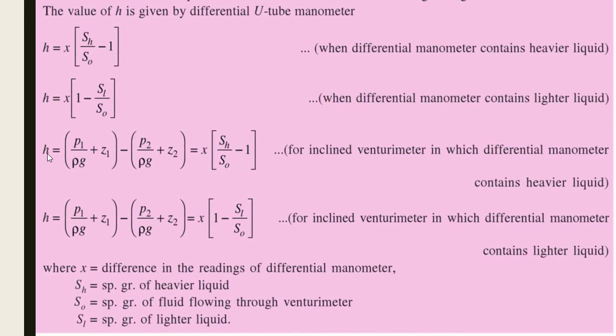In the first problem, the specific gravity as well as the differential manometer reading was not given, so I did not make use of this formula. But I made use of this because the pressure difference was given. So H is equal to P1 by rho g plus Z1 minus P2 by rho g plus Z2. You just remember this particular formula for the calculation. It makes it very easy.